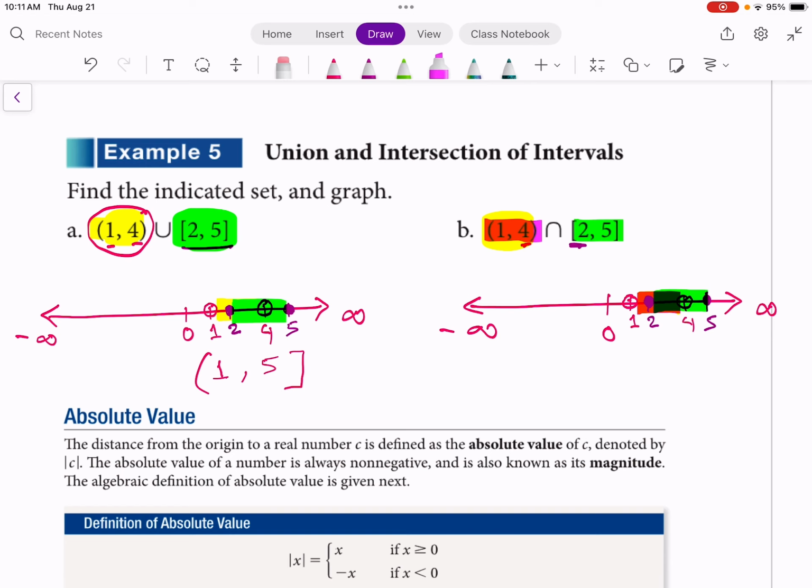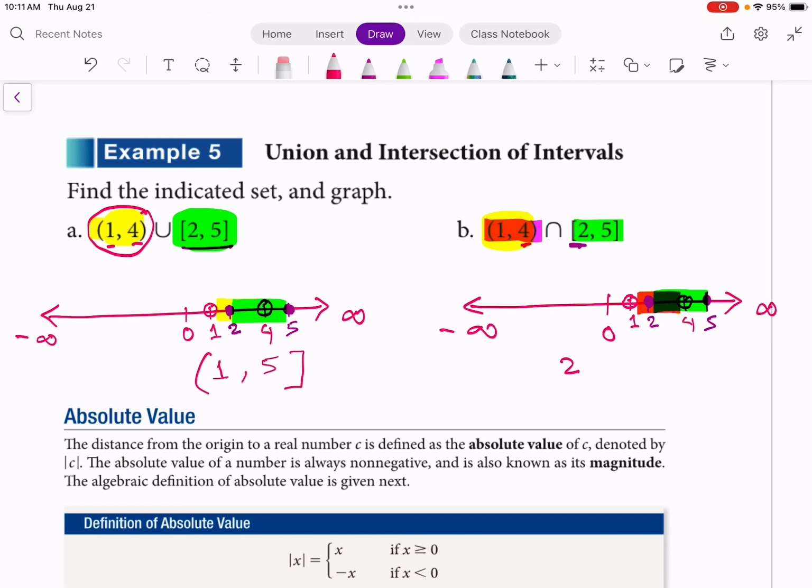Now, what is the common portion? So what is the common graph here? The black graph, right? The black colored portion is our common. And where that graph is starting, the graph is starting from 2. It's not 1.